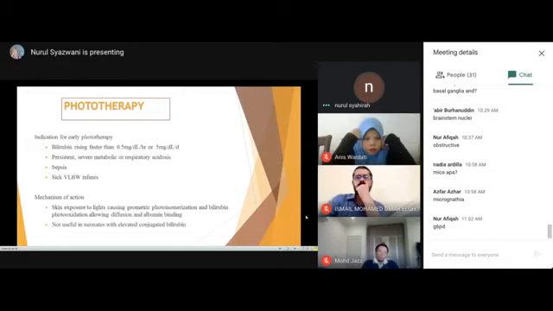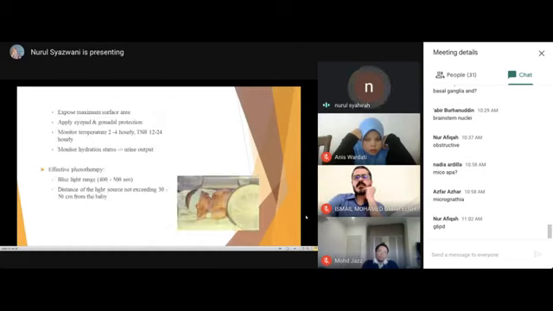Next. Okay, and then the technique done in the phototherapy, usually we expose the maximum surface area. We must apply the eye pad and the gonadal protection to the baby.